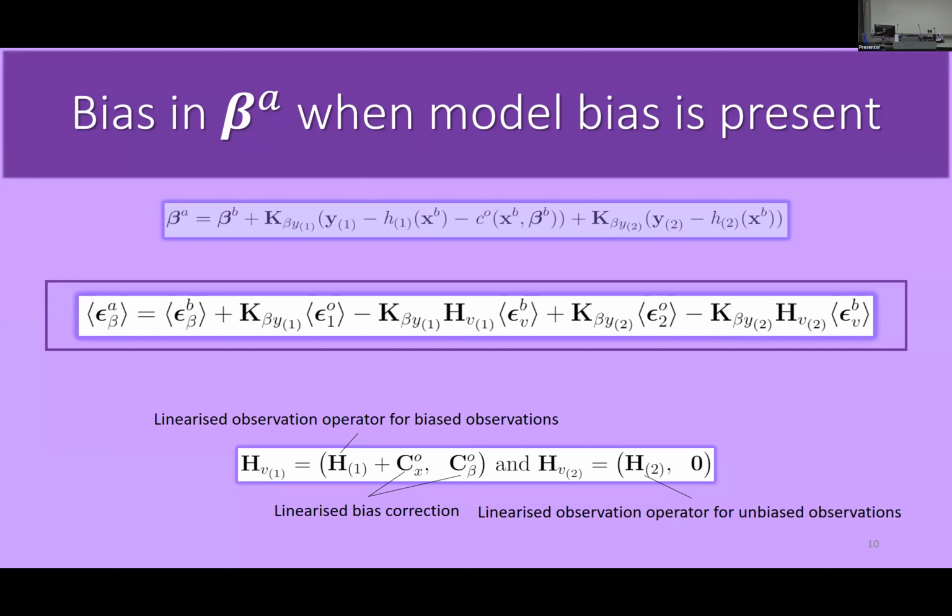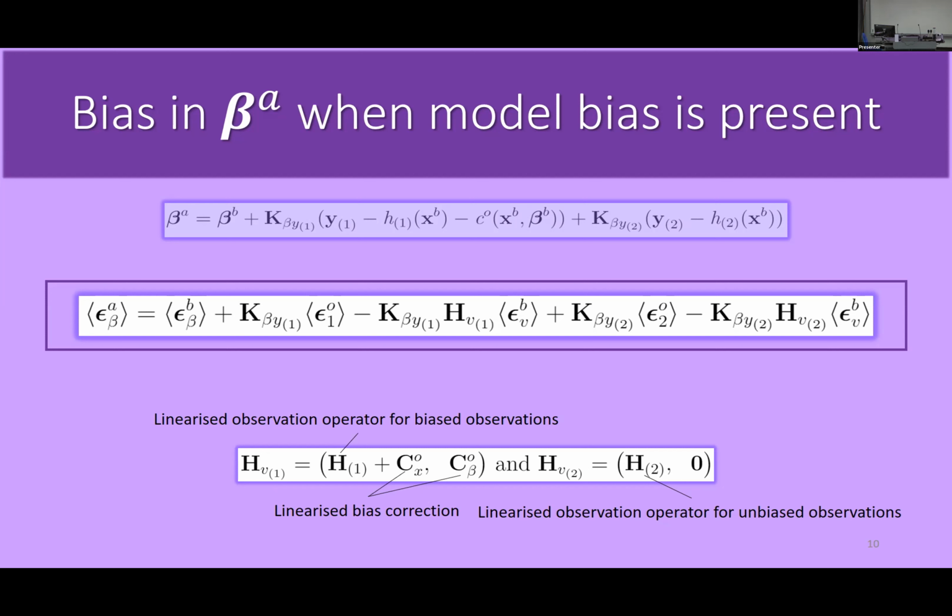This V contains both the bias coefficient and the state. So this is the background bias in both the state and the bias coefficient. And then we have our unbiased observations. So this is not looking very nice at the moment. So we can make some assumptions just to simplify it.